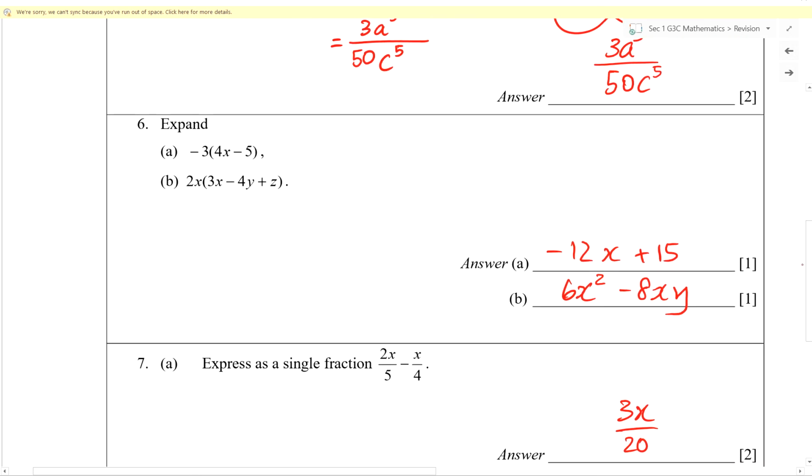Question 6, expansion. Anybody needs me to go through part A? Part B? Okay, part B. What was the difference between part A and part B? Besides there being 3 terms. I don't think the 3 terms is the problem. I think the problem might be this 2x. Instead of just one number, for example, like in part A, negative 3, then you just multiply negative 3 to 4x, negative 3 to negative 5. Here we have 2x. Maybe that is the problem. Okay, so let's see how we can do this.